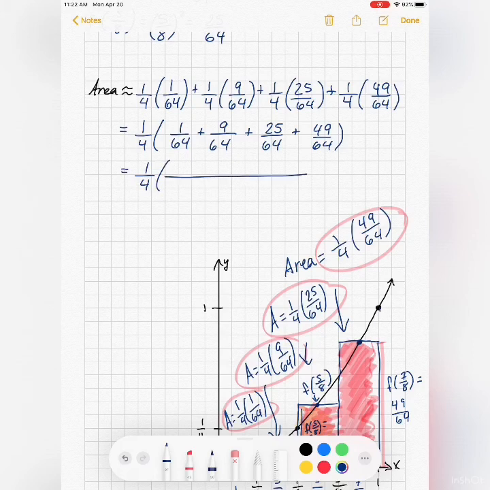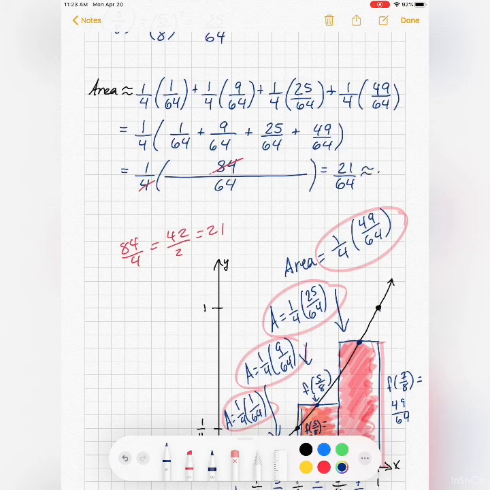Then I already have an LCD. So let me see, 10, 35, is that 84? 64th? Let's see. What does that reduce to? Well, I can divide, let's see, 84 divided by 4. That's 42 divided by 2 is 21. Looks like I get 21/64.